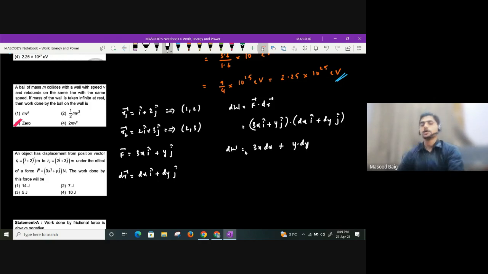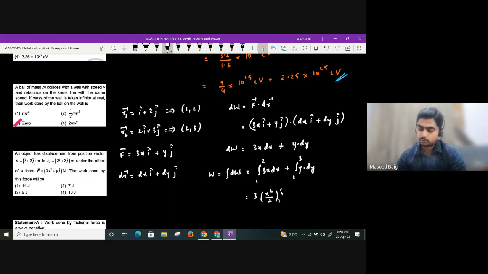Now, if I want to calculate the total work done, I am simply going to perform integration. The integral of 3x dx separately plus the integral of y dy separately. Here x is the variable, and x is varying from where to where? 1 to 2. Here y is the variable. It is varying from where to where? 2 to 3. So 3 into the integral of x, which will be x square divided by 2 from 1 to 2, plus the integral of y, which will be y square divided by 2 from 2 to 3.